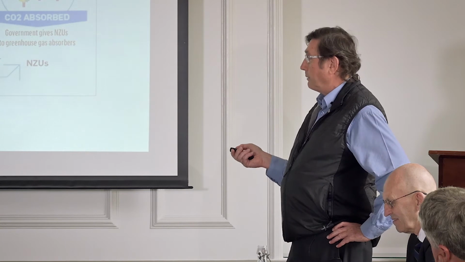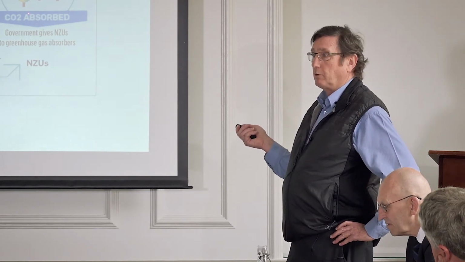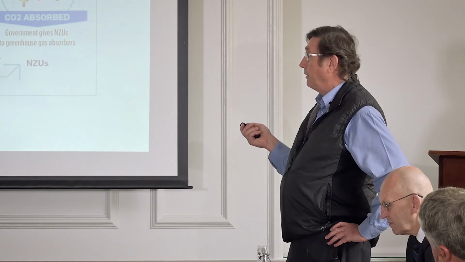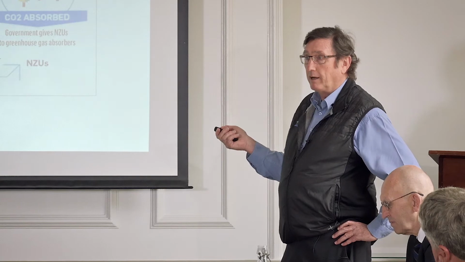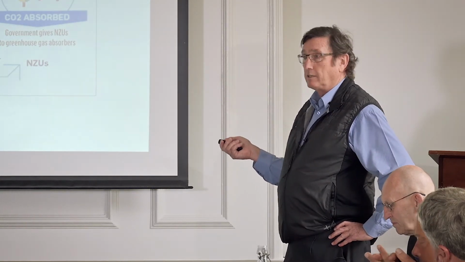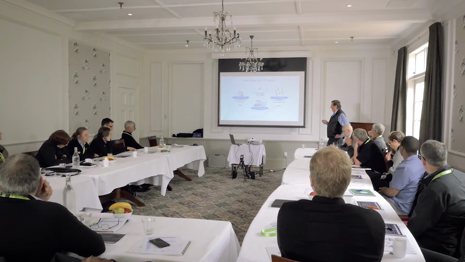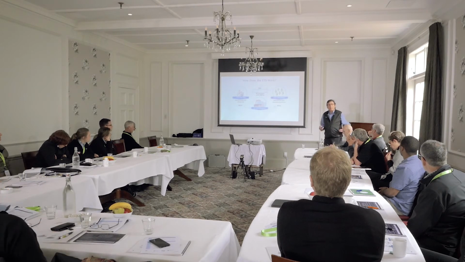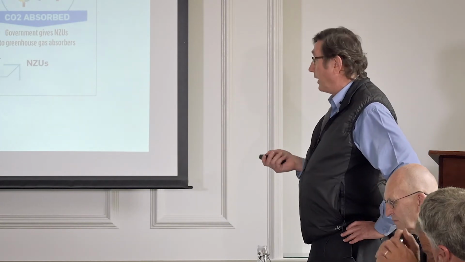So what happens? The government gives NZUs to the people who are sequestering carbon, who then sell those NZUs to the people emitting carbon, who then account for that and surrender those NZUs back to the government. So we've got a circle. Now there's paperwork and fees and all that sort of jazz. We're not going to worry about that at the end of the day.